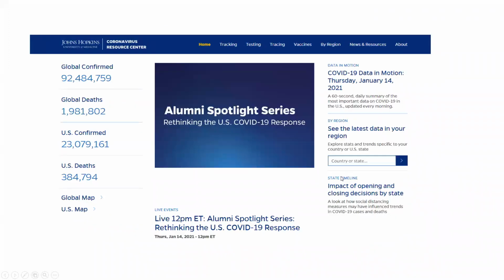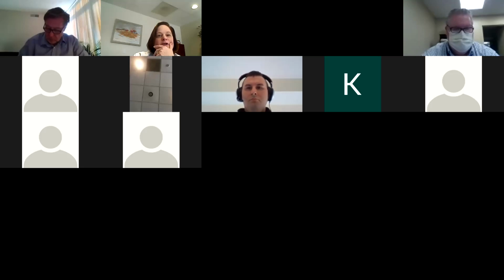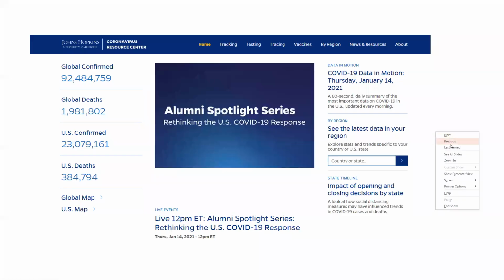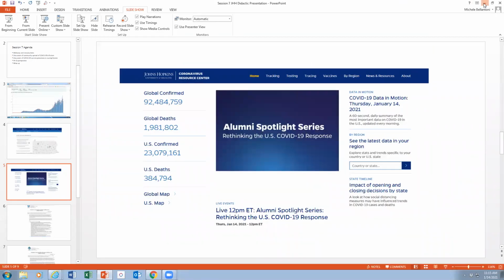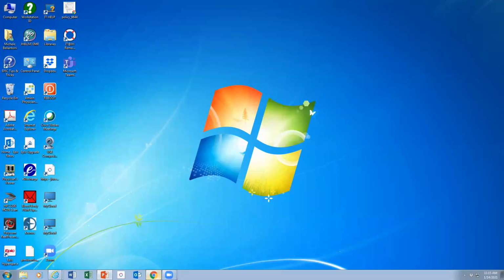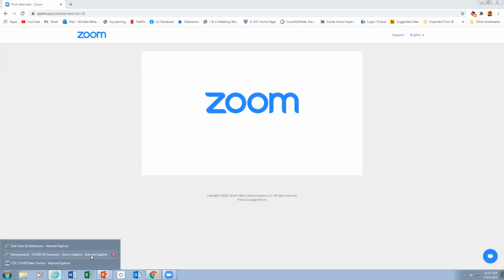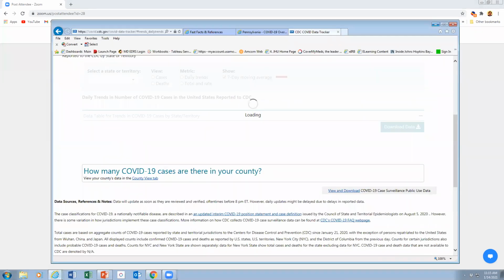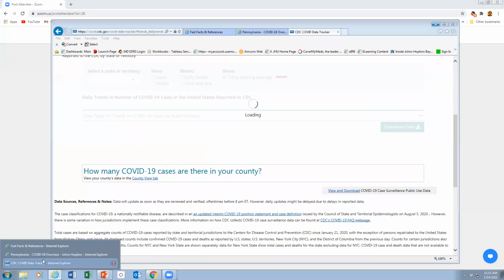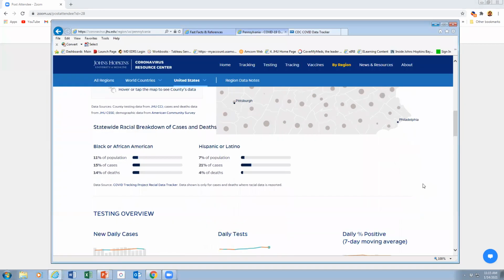Any other discussion before I go to the next topic and how we're using these prevalence data or incidence data, meaning new data? I do want to just stop for a moment and go to another section of my computer where I have in real time some data up in front of us. Here's the CDC tracker I was looking at. Here's the Pennsylvania data we were looking at.